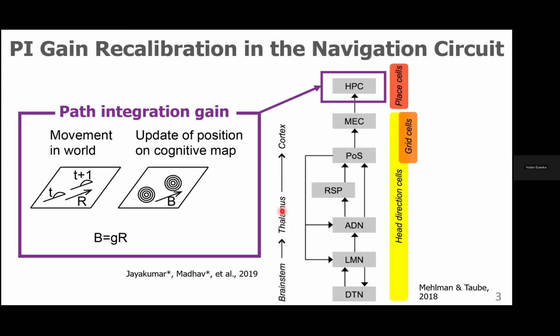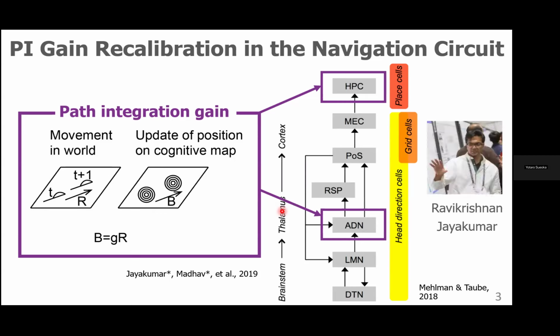So in this study, we focused on head direction cells, which are cells that are directionally tuned towards the animal's heading direction. These cells are thought to provide the directional input that locks the internal map to the external world. Specifically, we looked into a thalamic nucleus, the anterodorsal nucleus of the thalamus, or ADN for short, and simultaneously recorded from hippocampal place cells and ADN head direction cells to see how the navigation circuit orchestrates the path integration recalibration computation. This study was carried out together with a postdoctoral fellow, Ravi Krishnan Jayakumar, in the lab.